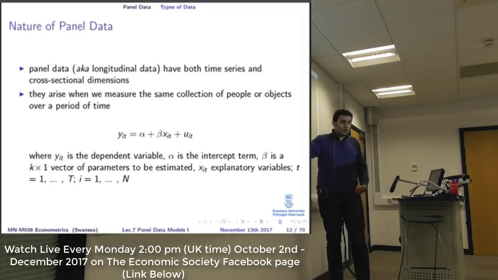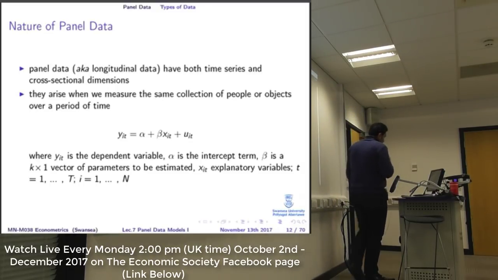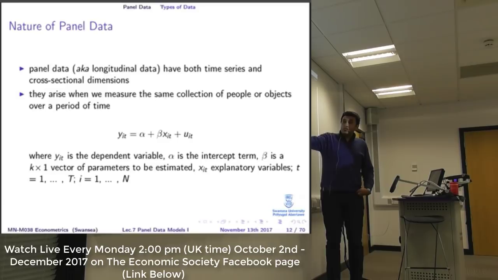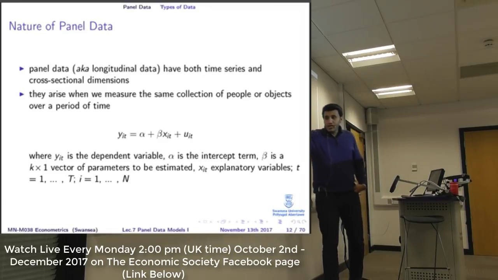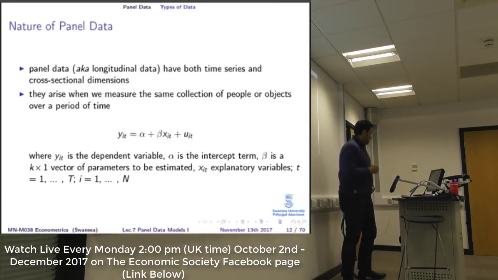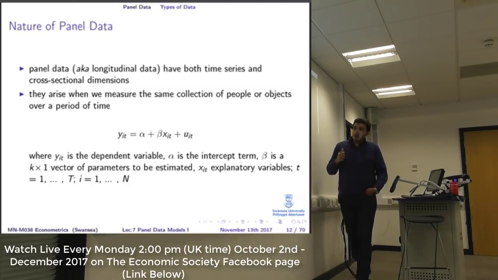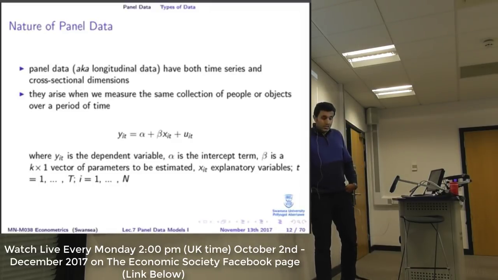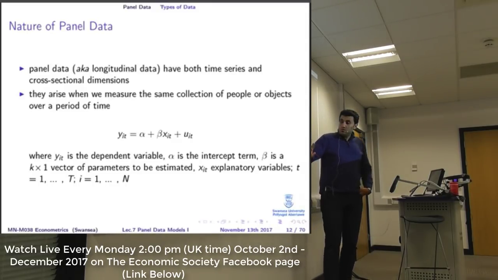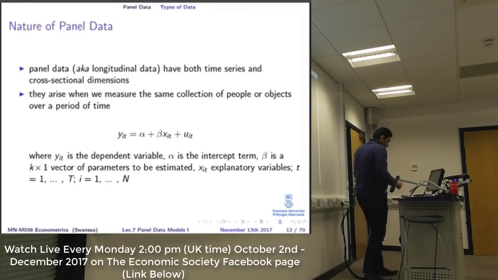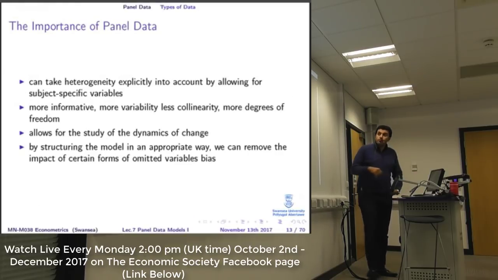The intercept here is constant, which we used to call beta 0. And the X_it are the regressors, and the betas are the parameters that we need to estimate, a k by 1 vector of parameters to be estimated. So the data here goes from t equals 1 to T, and from i equals 1 to N. So this is how to present it in a more formal way.